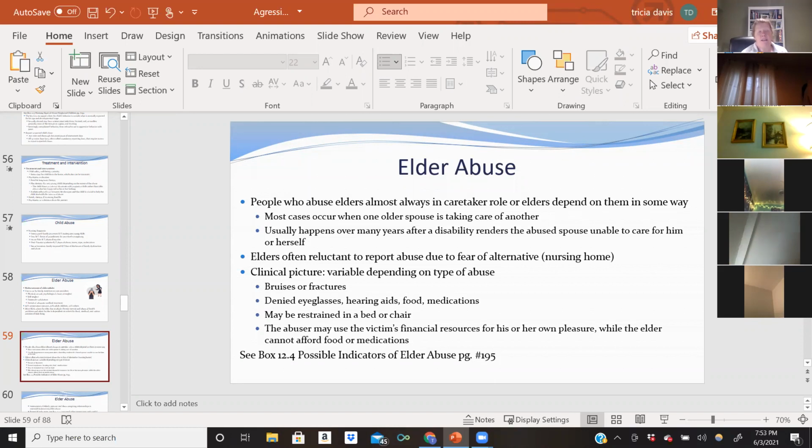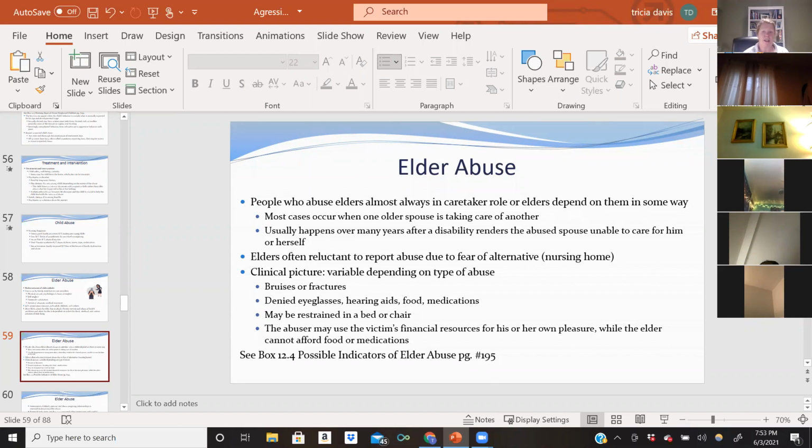Elders are often very reluctant to report any abuse when they come into the hospital or to the primary care setting because their children have told them that they'll put them in nursing homes or that they will not take care of them anymore, and they're afraid of leaving their family members.